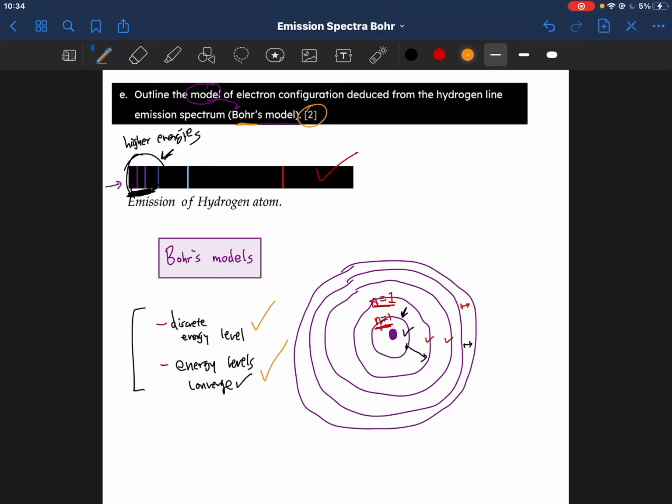If they're asking, how does emission or absorption support Bohr's model, or how did Bohr's model arise based on emission of hydrogen? Discrete energy levels converge. All right, I hope that helps.